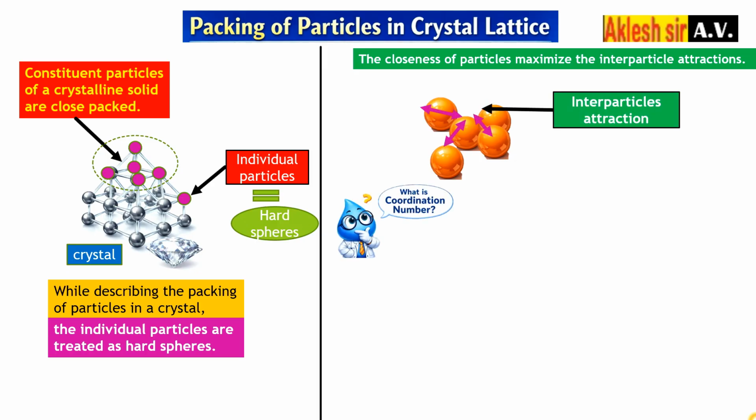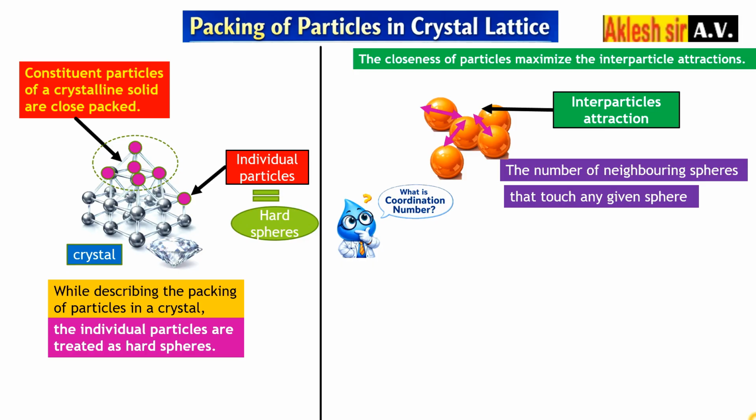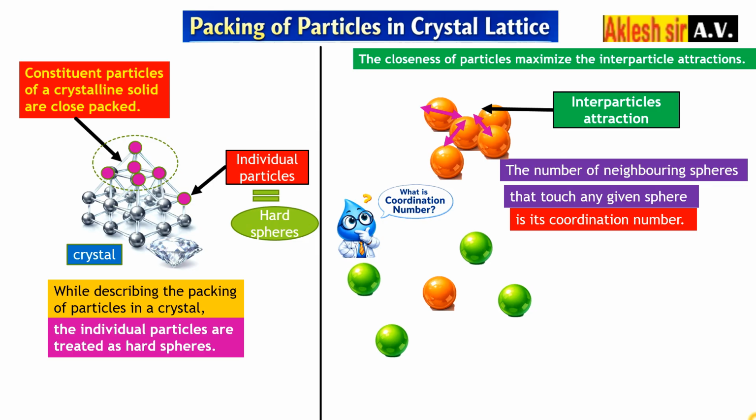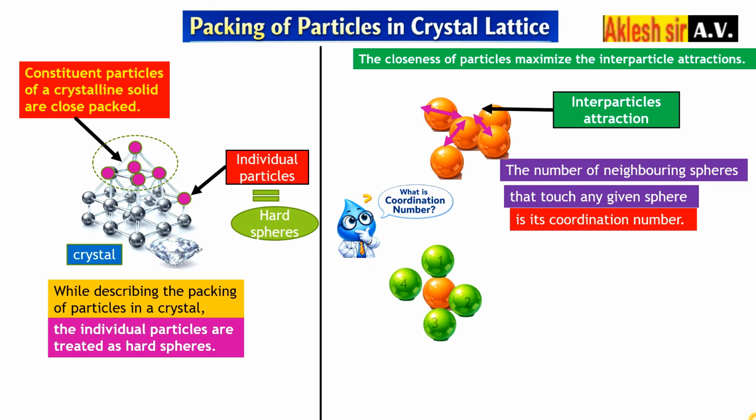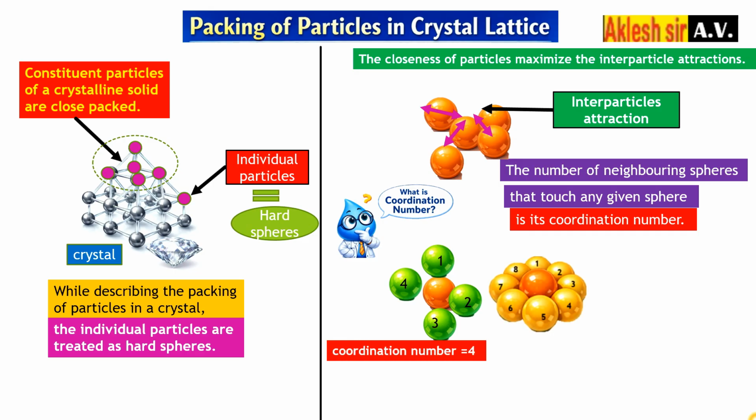What is coordination number? The number of neighboring spheres that touch any given sphere is its coordination number. Here the orange sphere is surrounded by 4 neighboring green spheres. Therefore the coordination number of the orange sphere is 4. In the second diagram, 1 orange sphere is surrounded by 8 yellow spheres. Therefore the coordination number of the orange sphere is 8.